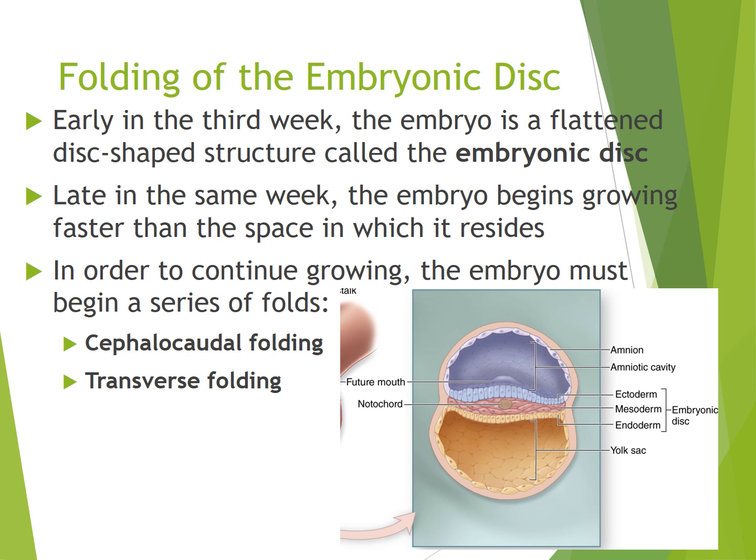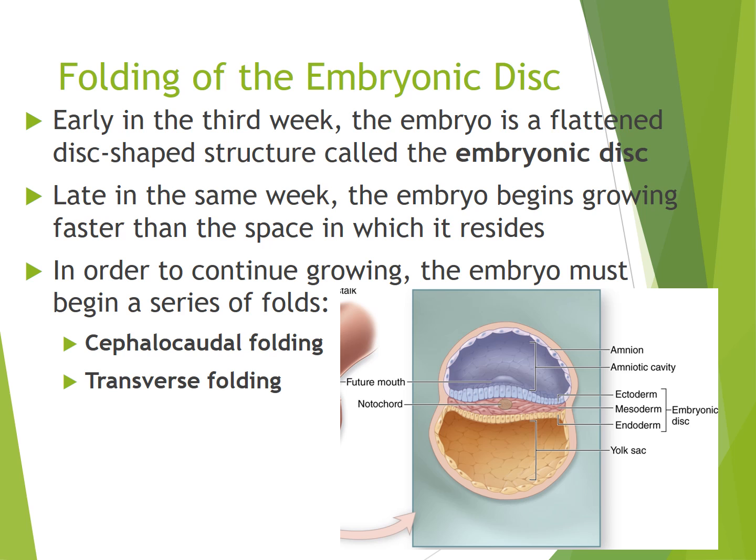During gastrulation, a 3-week embryo resembles a flattened disc-shaped structure known as the embryonic disc. After the 3 weeks, we have 2 types of folding that occur for the embryonic disc. The first one is the cephalocaudal folding, and this occurs in the cephalic and the caudal regions of the embryo. This helps to create the future head and the buttocks region for the embryo, where the embryonic disc and the amnion grow very quickly.